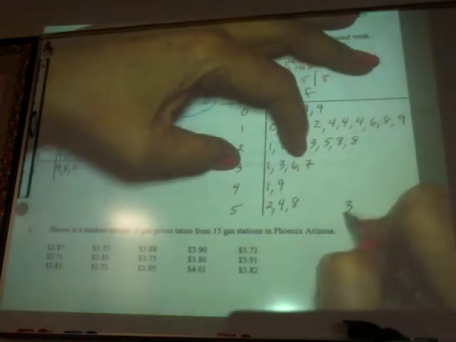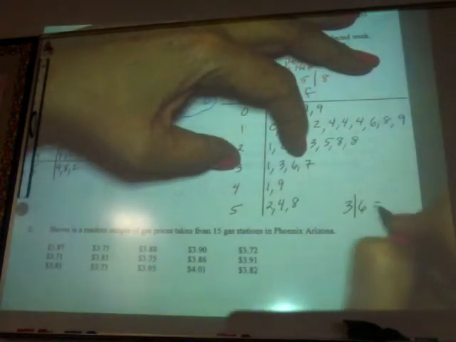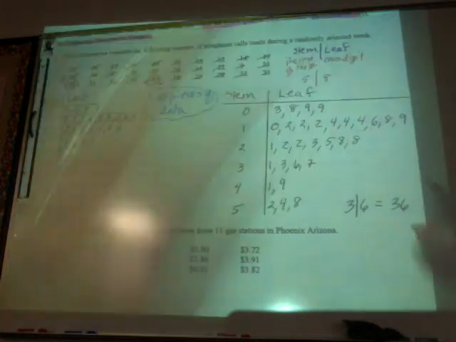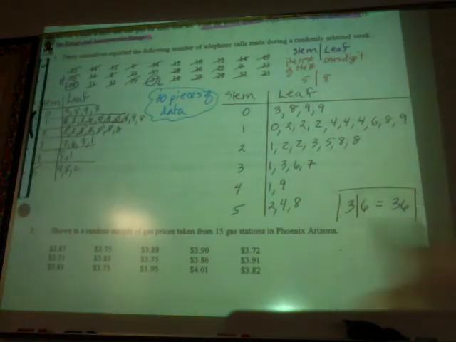Now in addition to this, we need to have a key. You can choose any number that you want to make a key. Like you could choose the 3 and the 6, and your key would look like this. So you're telling the reader how to read your graph. If you miss the key, it's part of the points for this.